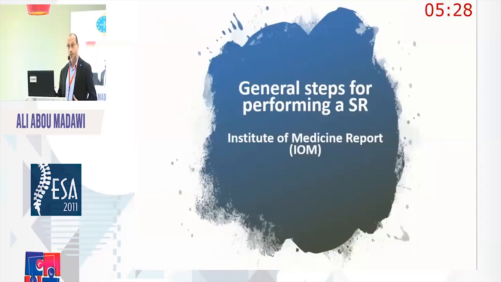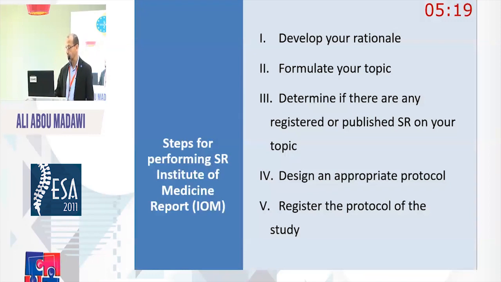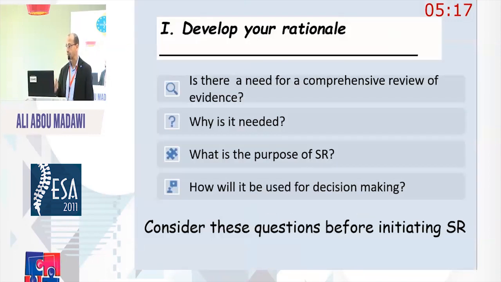It's not easy, but we will try to make it more or less easier. This is 5 and this is another 5 steps. The first step is to develop your rationale. Why are you doing this? Is there a need for a comprehensive review of evidence? This is an important question: why it is needed, and what is the purpose of this systematic review? How will it be used for decision making? These are very important questions you have to consider before initiating your systematic review.